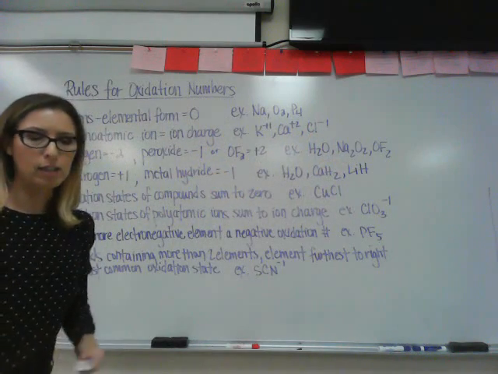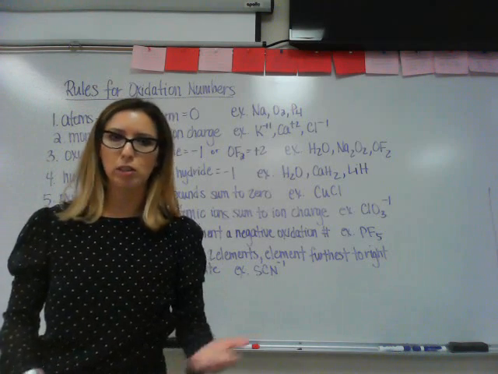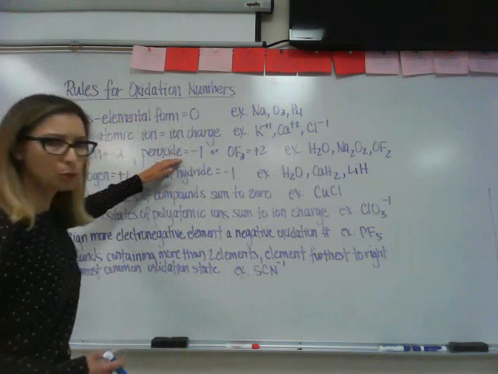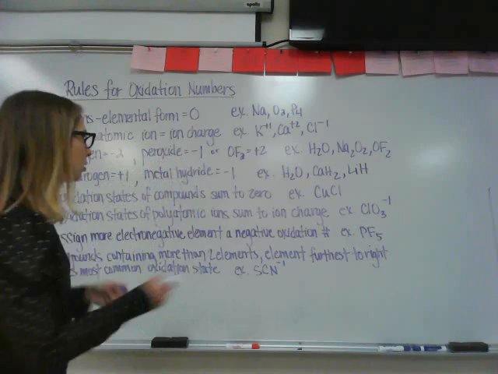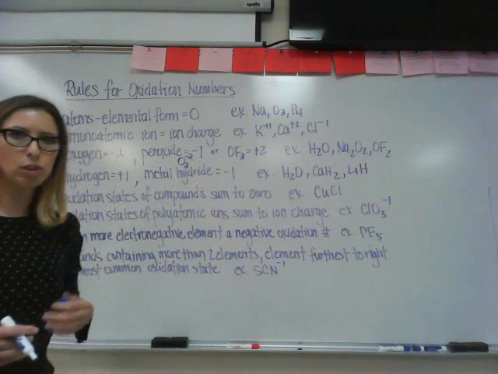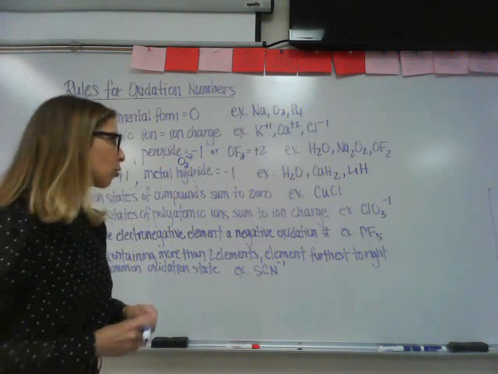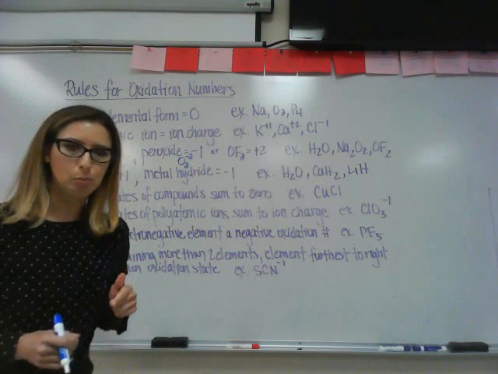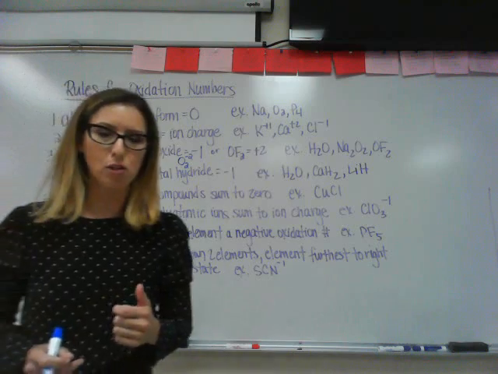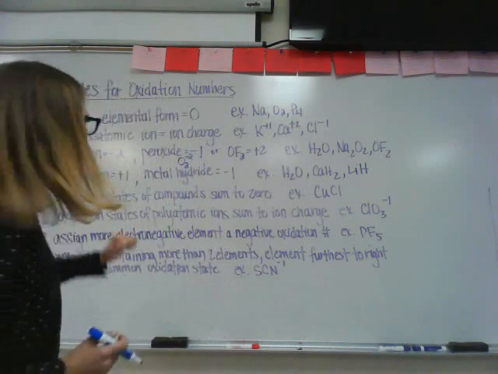Rule number 3, oxygen almost always has an oxidation number of -2, which is the same as its charge, which makes it easy to remember, except when you have peroxide. Peroxide is O2 -2, so it's O subscript 2, and then it has a -2 charge in the upper right hand corner. Now peroxide has to be with a metal. It cannot be with a non-metal. So that means you have to know where the metals are on the periodic table. They're to the left of the stair step.